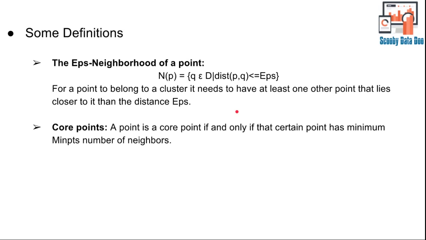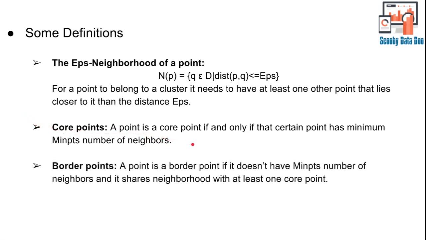Now, what is a core point? A point is a core point if that point has min PTS number of neighbors. And what is this min PTS here? It is another parameter specified by the user. Let's say in my algorithm I have specified 5. So imagine a point P, if it has 5 neighbors or more than 5 neighbors, then we can denote that point as a core point. This is a very important concept.